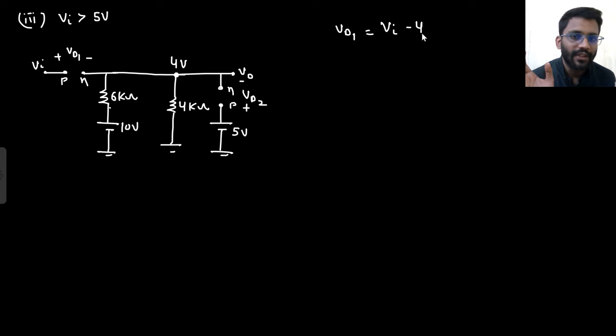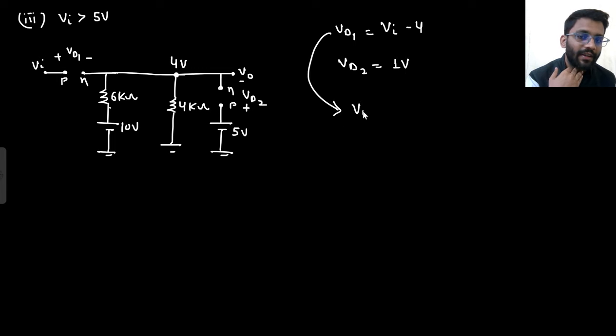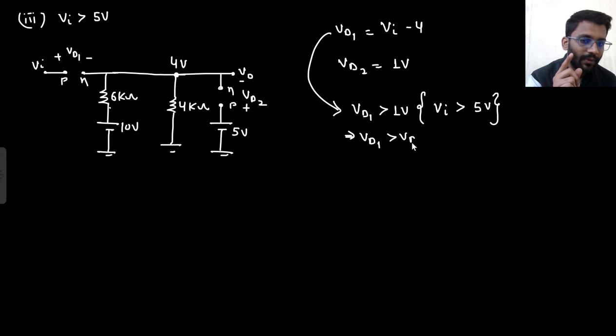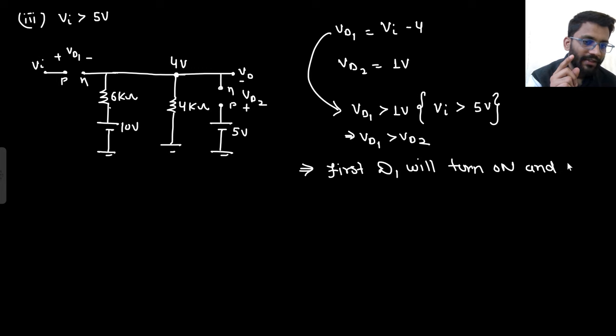What is VD1? VD1 is Vin minus 4 volt. What is your VD2? VD2 is 1 volt. Now what is happening? VD1 will be greater than 1 volt. Why so? Because Vin is greater than 5 volt. Let's assume it is 5.1. That means VD1 will be 1.1 volt, that is greater than VD2. If VD1 is greater than 1 volt, that means VD1 is greater than VD2. That means first D1 will turn on, and then we will decide the working condition of D2.